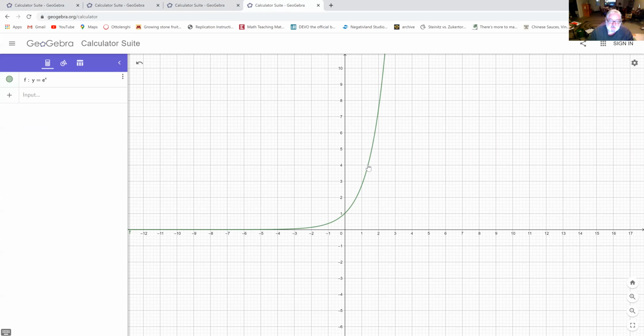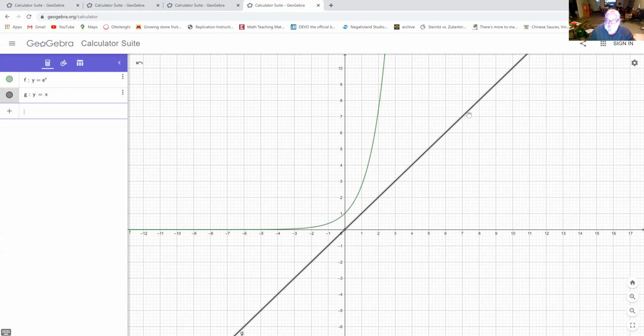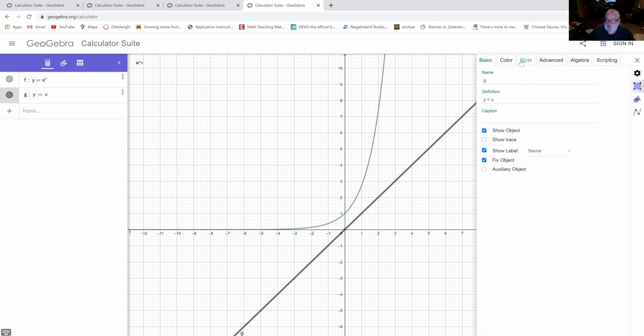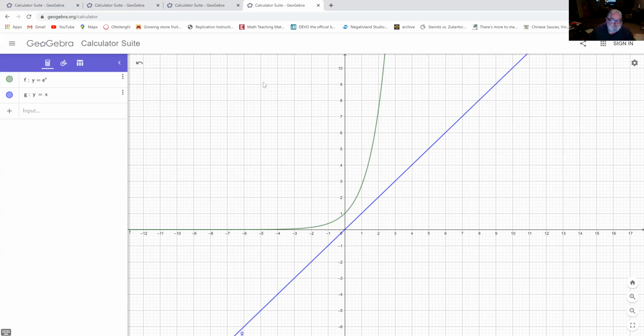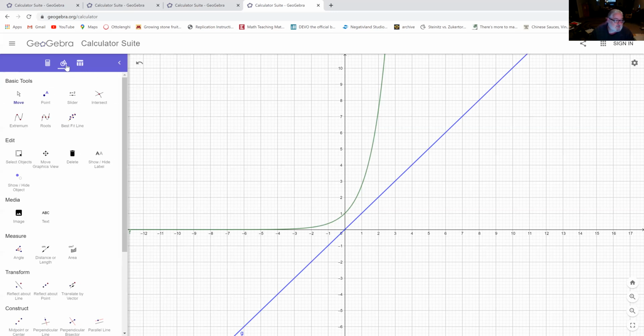So here's the graph of e to the x. E is just a number again. It's about 2.7. So there's the graph of e to the x. It passes a horizontal line test, so it should have an inverse function. How do we check that? Well, we'll put in the line y equals x. And for some reason, it's making all my lines black. So we'll make it actually blue again. So there's the line of y equals x. And if I flip the graph of y equals e to the x over that blue line, I get this green line.